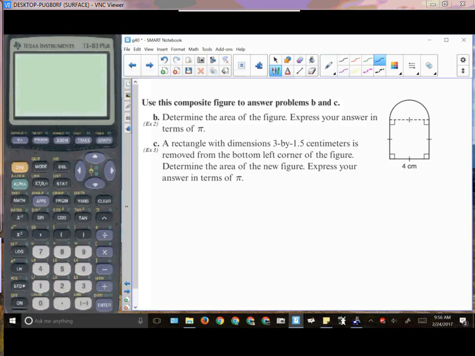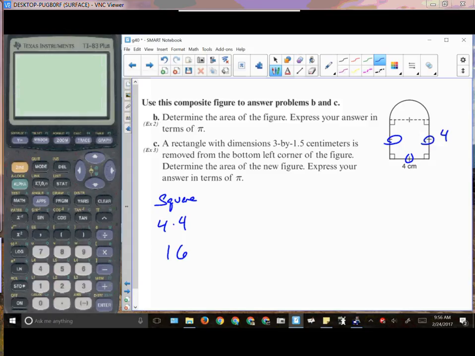I appear to have a square. After all, it's got the mark here, it's got the mark there, and it's got the mark there, so that means it's 4 and 4, right? So for the square, that's going to be 4 times 4, which is 16.